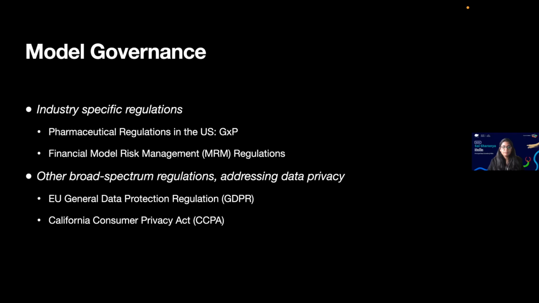This takes two forms. The first one is industry specific regulations. For example, it's GxP, especially in the pharmaceutical background, and it's model risk management regulations, which fall under the finance background. And the other type of regulations are focused specifically around setting guidelines for collecting and processing personal data. For example, the GDPR, which was set out by the EU government, and the CCPA, which was set out by California in the US, are some examples which are addressing data privacy related problems.